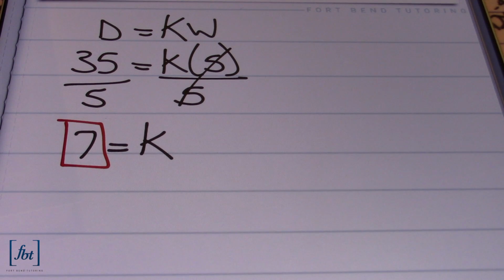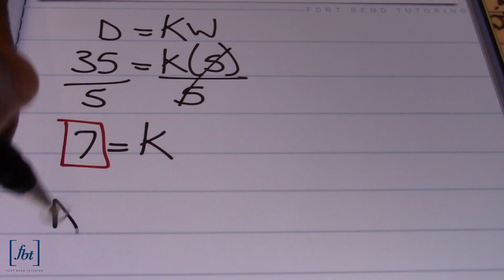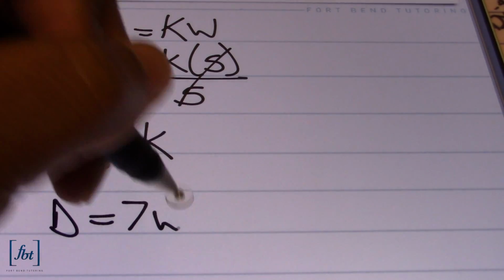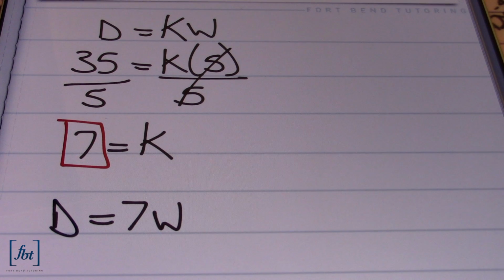Part A is done. For part B, we're going to need the variation equation to complete the problem. So our variation equation is going to be the distance equals 7 times the weight. Now we have our variation equation, and we can use this to solve the next part of the problem. Part B says if a 3 kilogram weight is attached to the spring, how far will the spring be stretched?